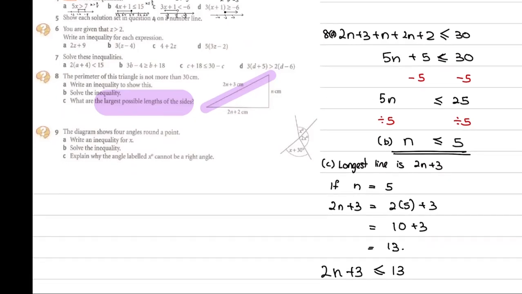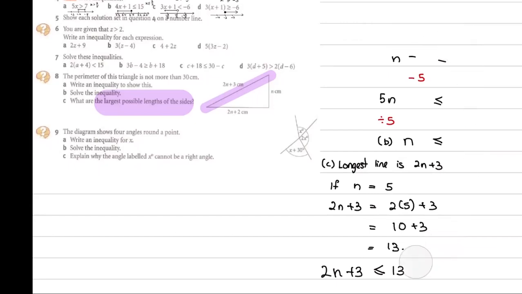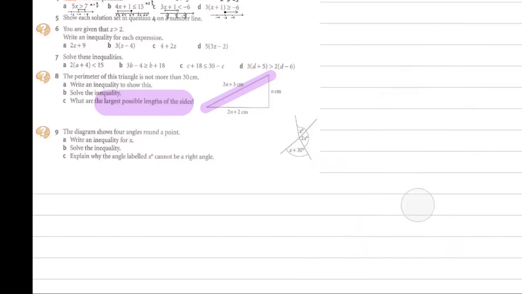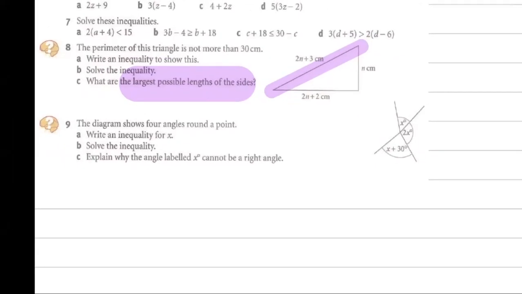And look at the last question, which is number 9. They say that the diagram shows four angles round a point. This is one point, round the point here. Write an inequality for x. So since it rounds a point, it must be less than 360. It cannot even be equal to 360 because it makes no sense. 360 is up to here. So it must be only less than 360.